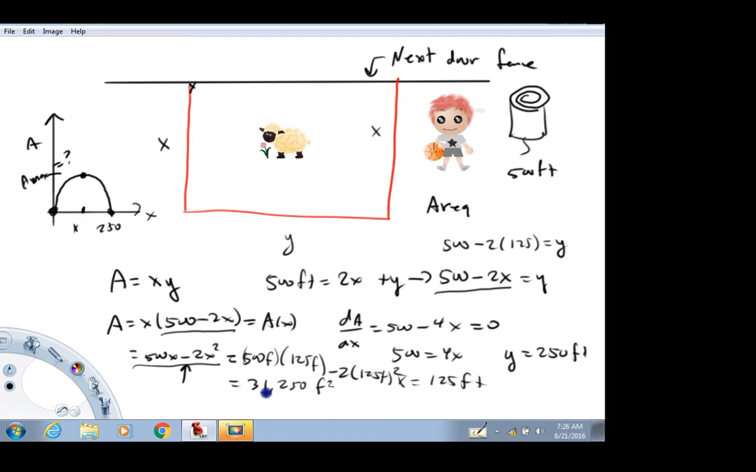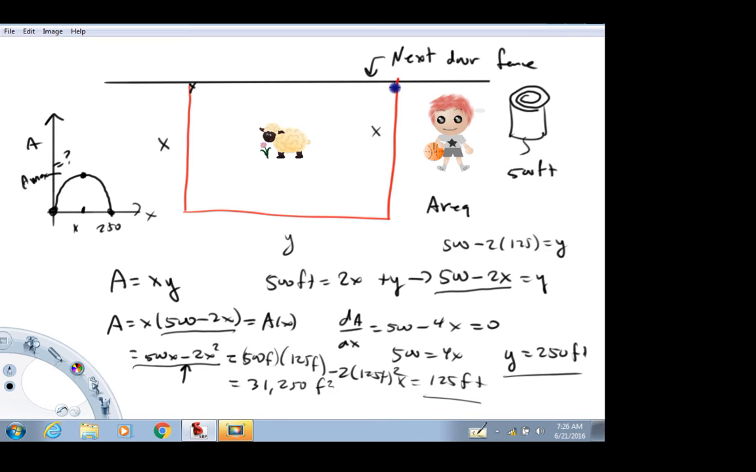Great. Okay, so little Jimmy here is going to spend his money on this 500 feet of fence. He can fence in 31,250 square feet, given these dimensions, 125 by 250, and by taking advantage of using the neighbor's fence line.